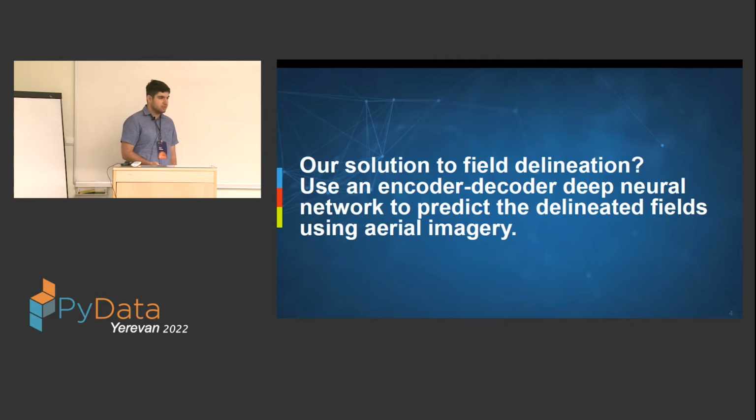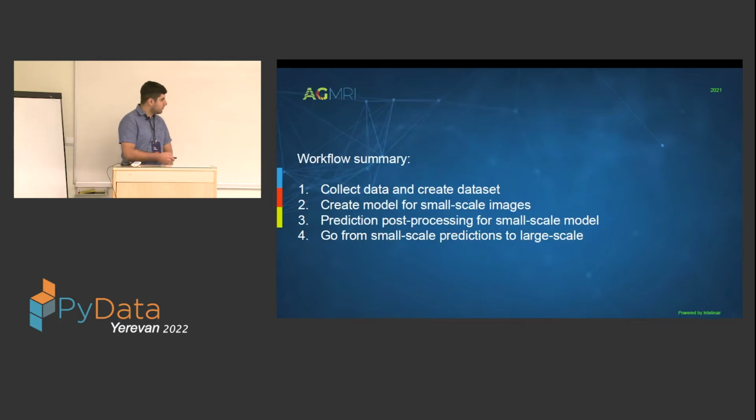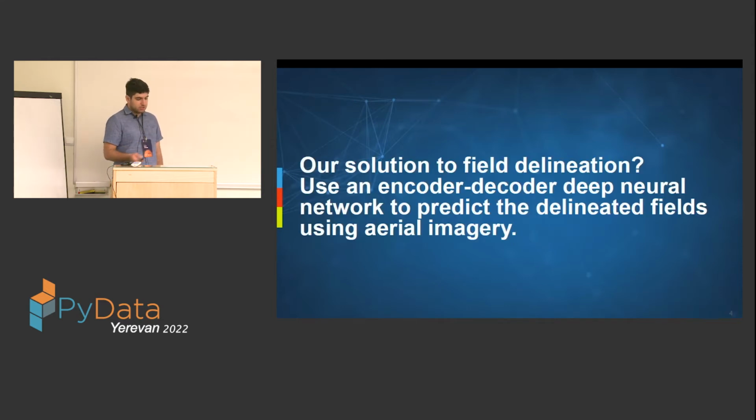As I said, you can do it in an automated pipeline. That's what we use. We use an encoder-decoder-based deep neural network to predict delineated fields using aerial imagery. I'll go step by step over our workflow, which is firstly creating the data, then creating the model, post-processing the model's predictions, and going to a larger scale. But as of now, this is just the gist of it. We want to use a deep neural network.